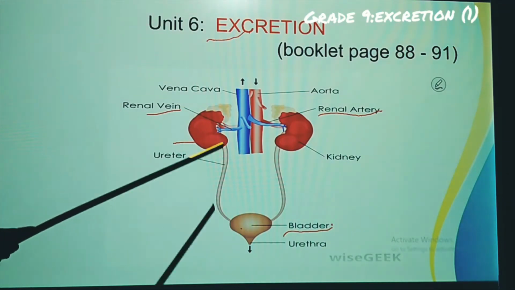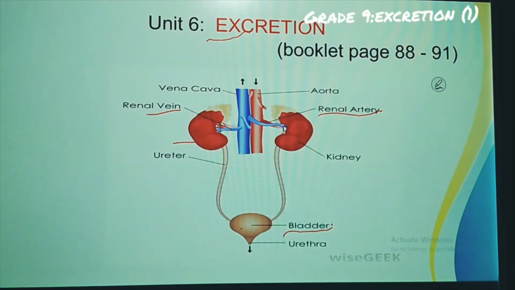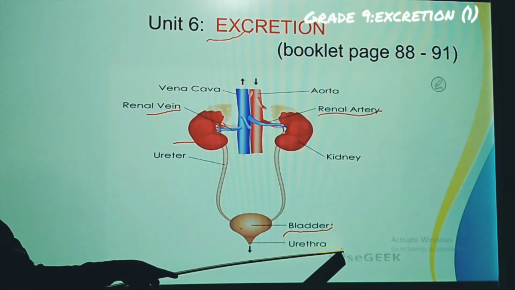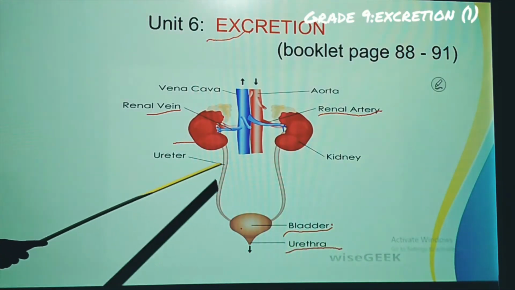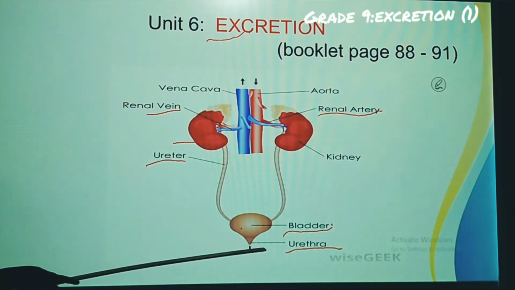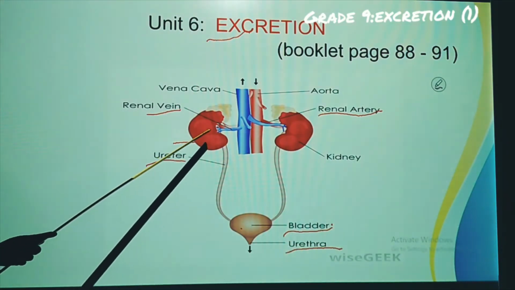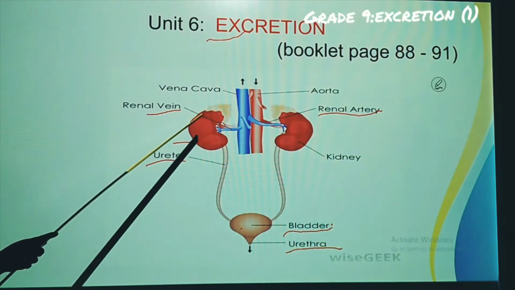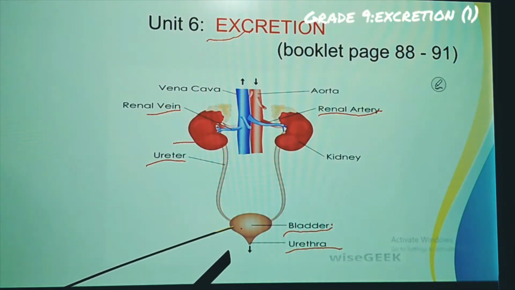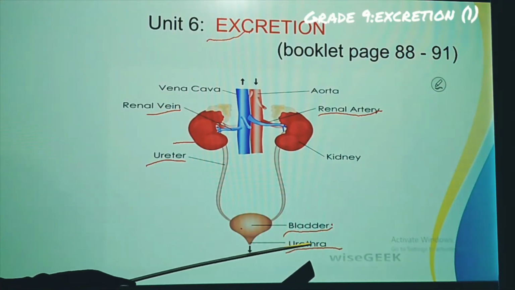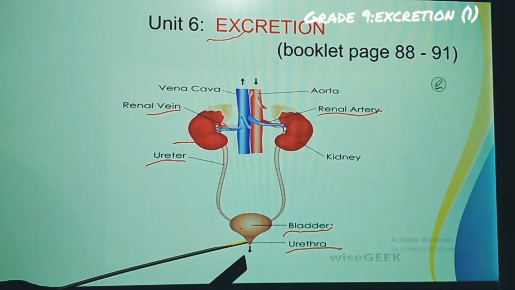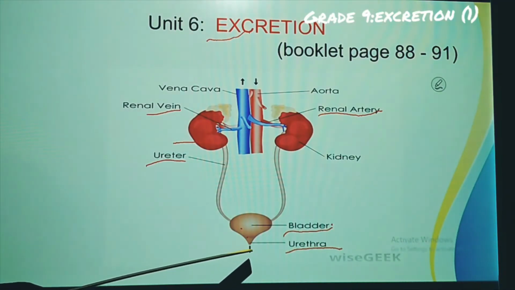And we have the vena cava and the aorta. We have the urethra. This is the ureter and this is the urethra. The ureter is the tube that connects the kidney to the bladder. However, the urethra is the one that connects the bladder to the external part where your urine goes out from. Don't worry, we'll get to that shortly.